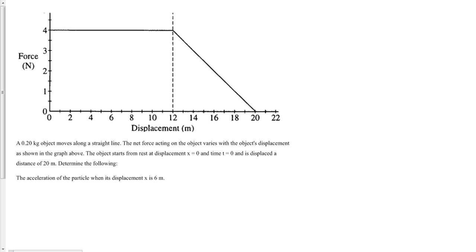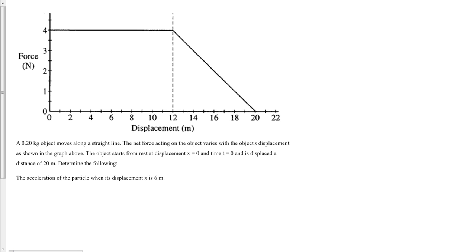And so during this period here from 12 to 20 meters, where we have varying forces, you can't use your kinematics equations. Because remember, the kinematics equations are only good for constant accelerations. If the force is changing, the acceleration is changing, so you can't use them. Problem. The object starts from rest, and displacement x equals 0, time equals 0, and displaced distance is 20 meters. Determine all of the following.